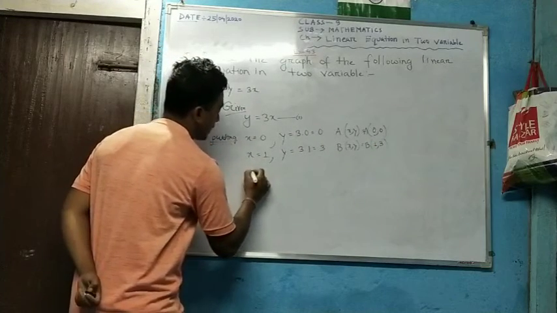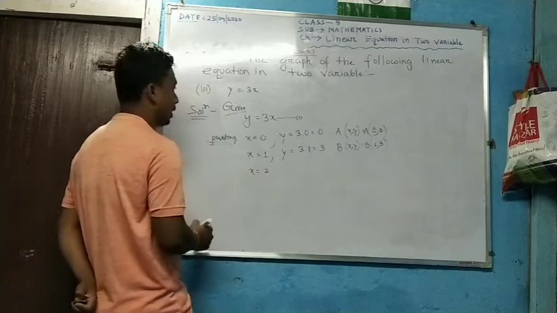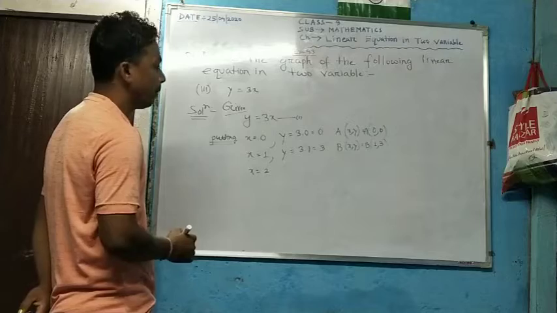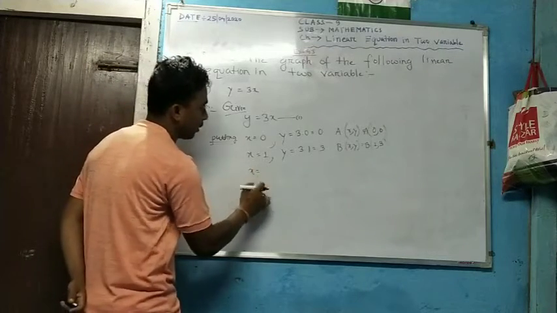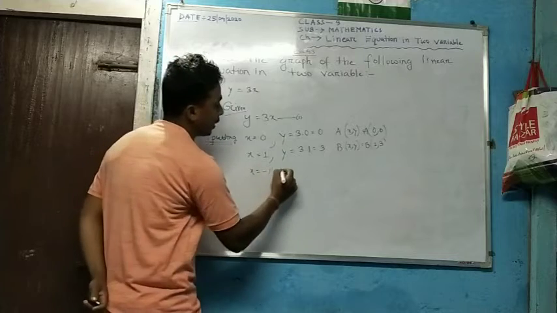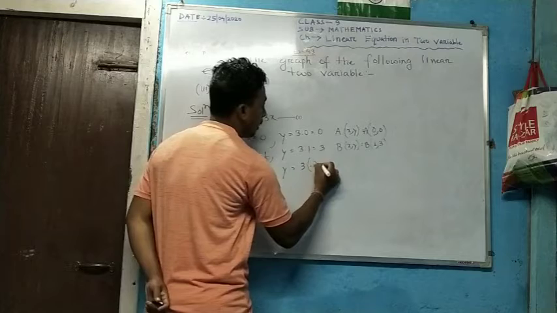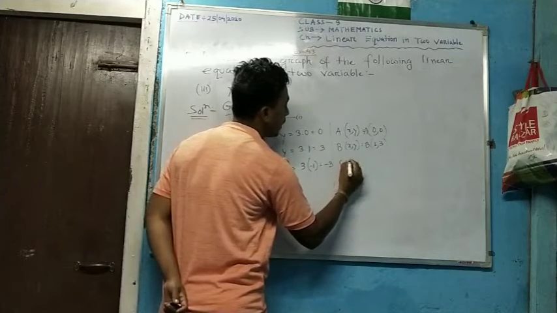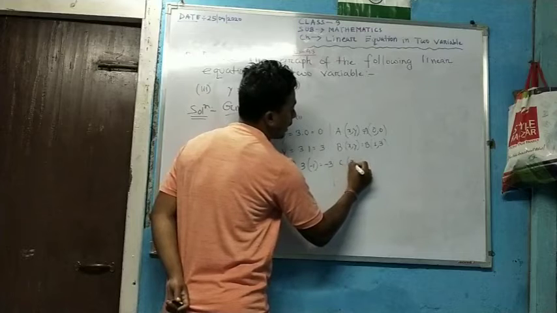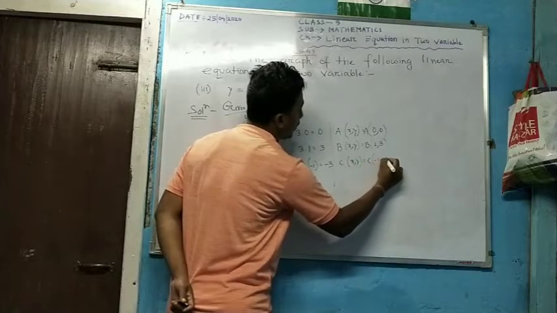Let me take another point. Let us take a negative number. Let us take x equal to minus 1. If I take x equal to minus 1, what will be the value of y? 3 into minus 1 equal to minus 3. So let me take a point C, where x equal to minus 1 and y equal to minus 3. C equal to minus 1 comma minus 3.